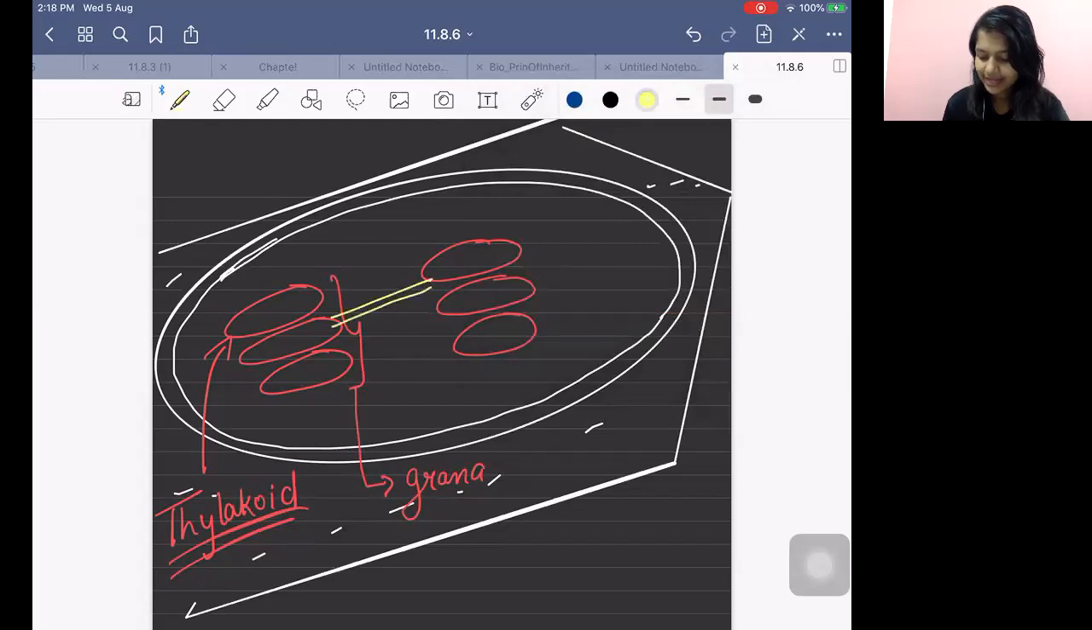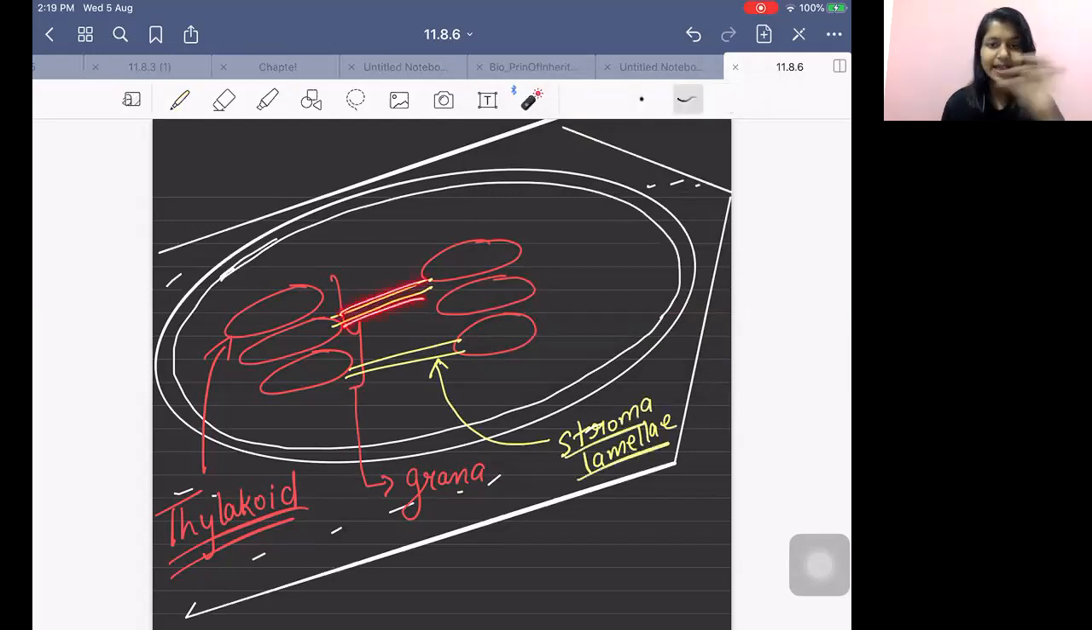You know, how are they connected? What is this structure called? Stroma lamellae. It is like a lamella, a layer. That layer is connecting the thylakoids together. Okay, so that is lamellae.